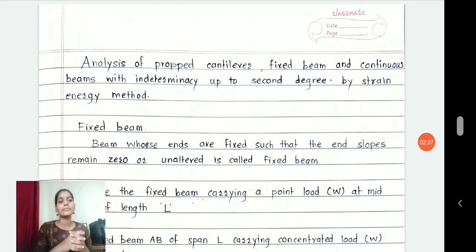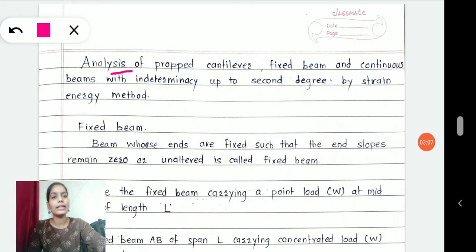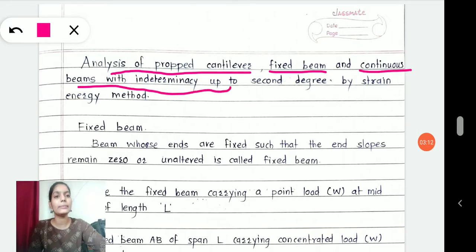So let's apply this concept hereafter, that we are analyzing certain beams or members of structures which are indeterminate in nature, and we are trying to solve with the help of compatibility equations, or we are just trying to understand how we will find the unknowns which we are not able to solve by the static equilibrium. So that's what we're going to do under the analysis. Here you can see, I have said analysis of propped cantilever, fixed beam and continuous beam by indeterminacy.